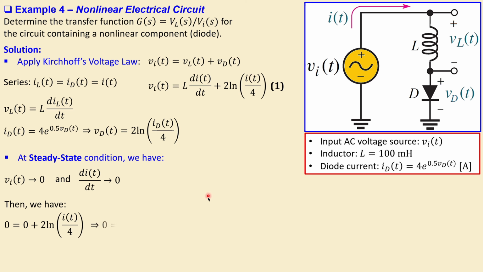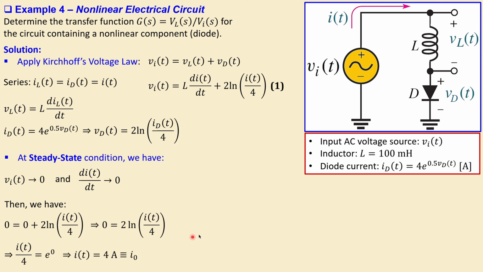Okay. That means in the following, 0 is equal to 2 times the ln of the current of that system over 4. Now if I rewrite this, the current over the 4 is equal to e to the power 0, which is 1. That means actually I is then equal to 4 amps, and this is defined as our steady state current or the operating current value.